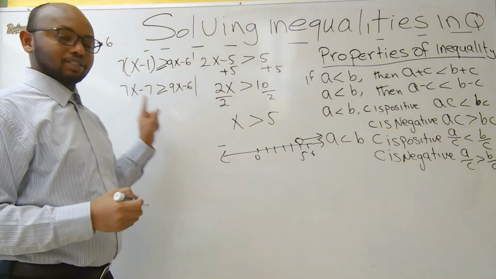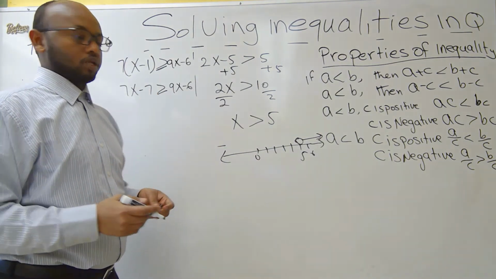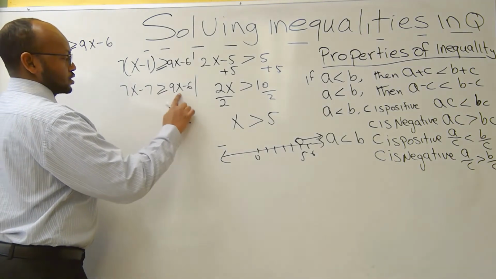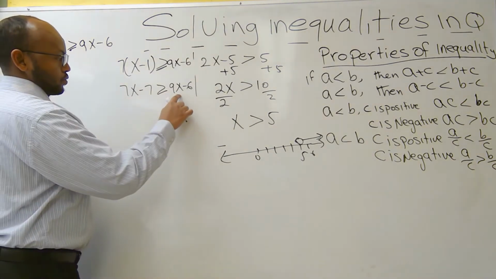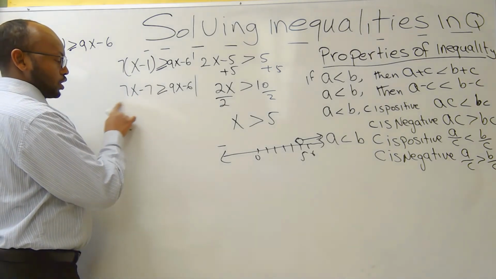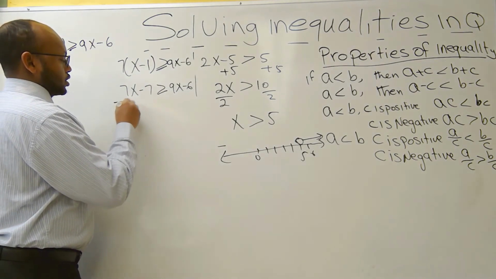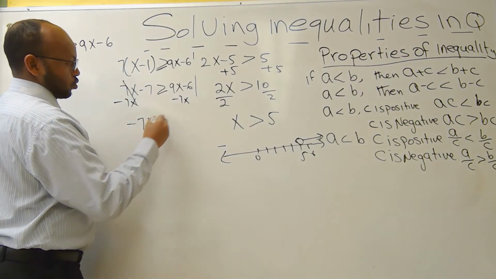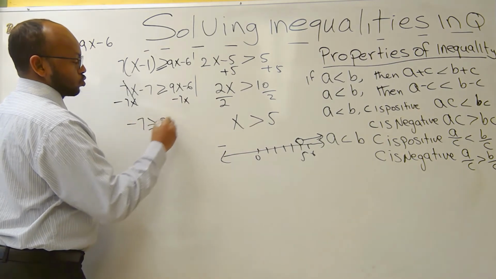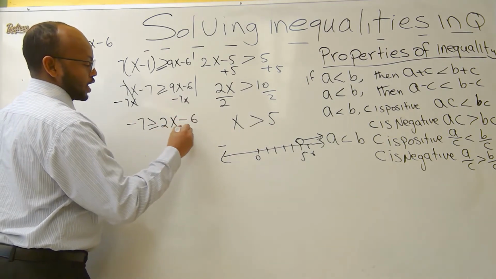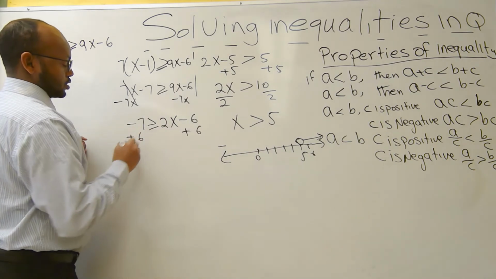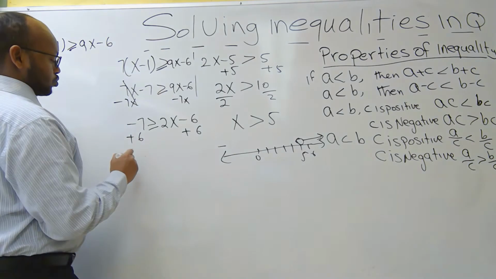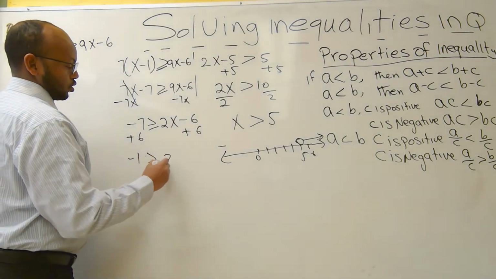That's how we read it, greater than or equal to. Now we look at the variables. This has 7x, this has 9x. Which one is bigger? This one. So we have to eliminate the smaller one by subtracting 7x here and 7x here. This is gone. We have minus 7 greater than or equal to 9x minus 7x, which is 2x, then minus 6. Now we add 6 here, add 6 here. Minus 7 plus 6 is minus 1, greater than or equal to 2x.